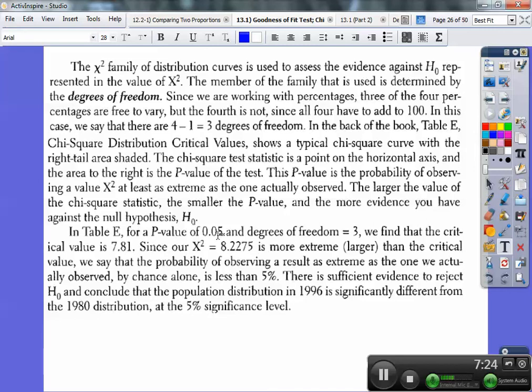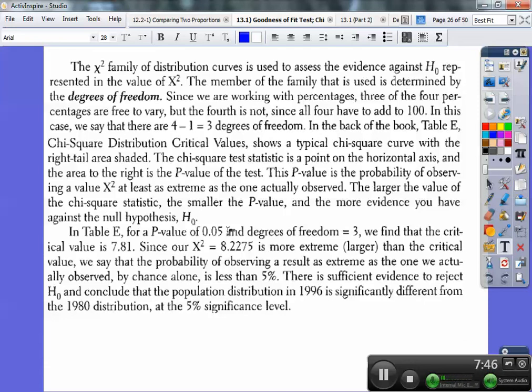If it's not stated, then we always assume the 5%. So that's why we're looking at the 5%. I'm looking at Table E at the 5% right there, and I'm looking for 3 degrees of freedom. I've got my book open just like you should, and it's 7.81.